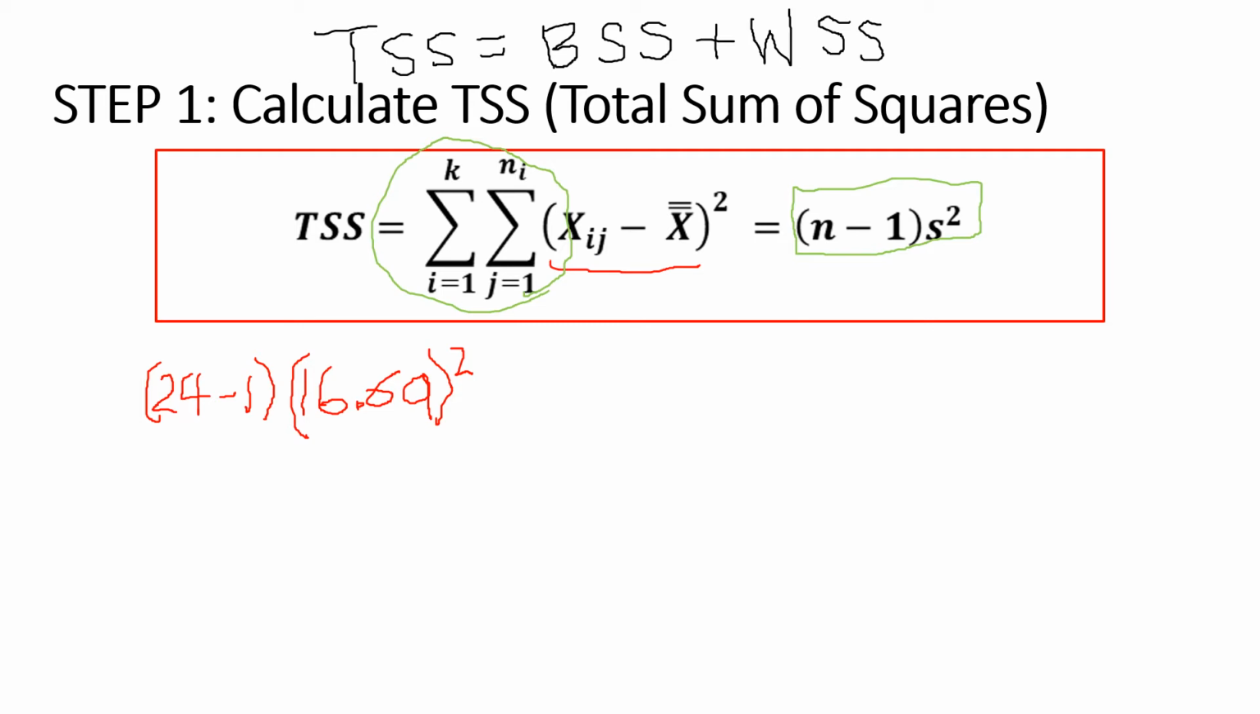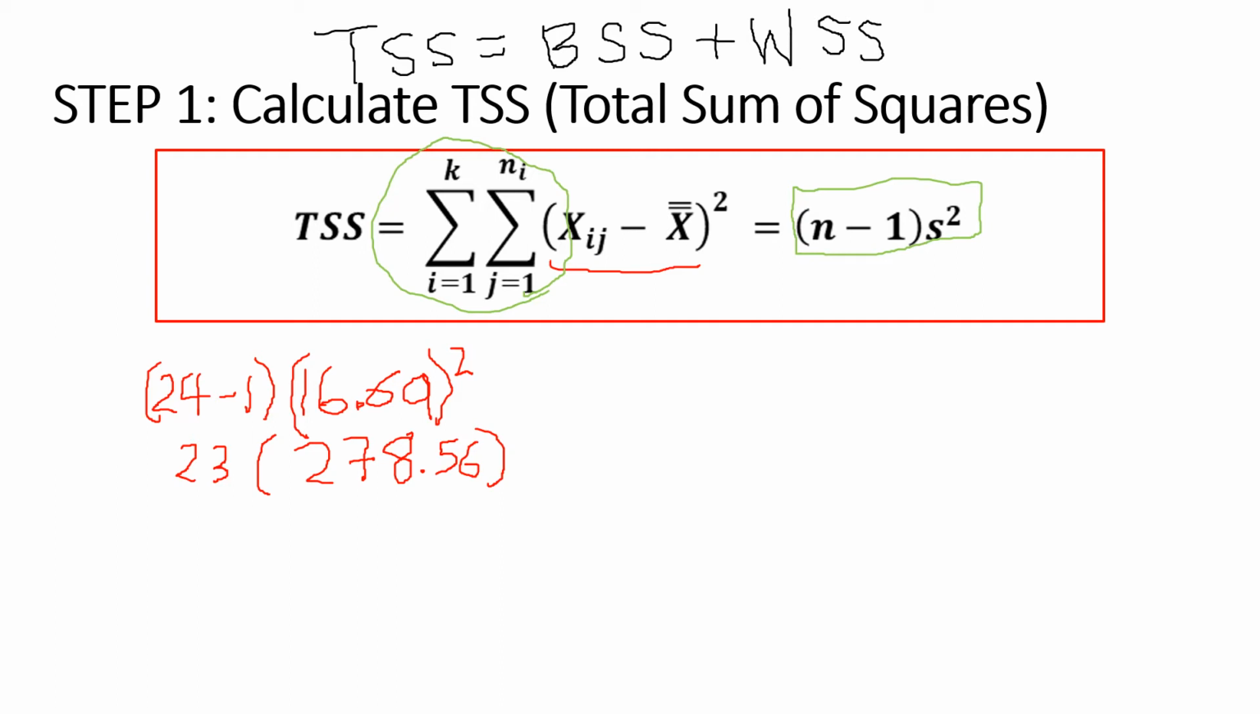And so this becomes 23 times, this becomes 278.5561. I'm going to just round it to 56. And if you do this in a computer, you can then round at the very end. But to save space, I'm doing it this way.